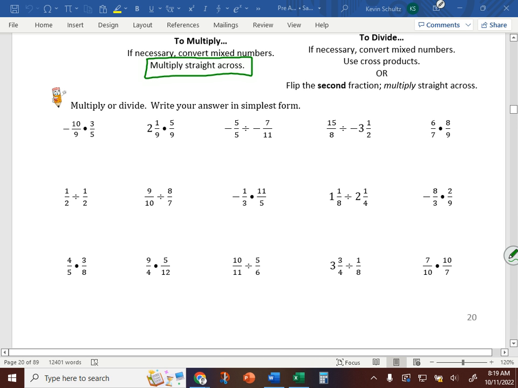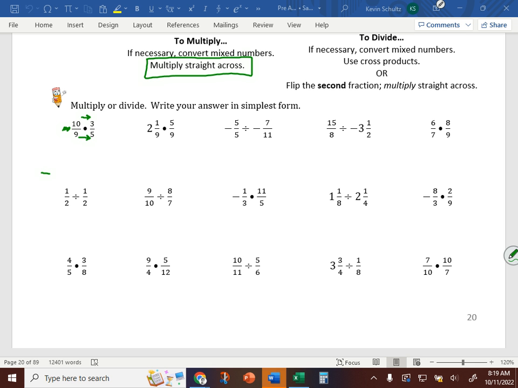Okay? So the first one, negative 10 ninths times 3 fifths. What sign do you know your answer is going to have anyway? Negative. So once you determine that, you know it's going to be a negative answer. You can kind of ignore that if it messes you up when you're actually doing the multiplication. You know what it's going to do in the end, so as long as you just don't forget that, then you'll be okay. Because now we're going to multiply straight across.